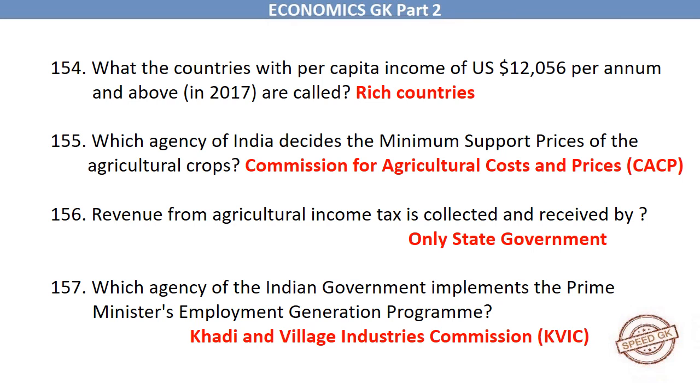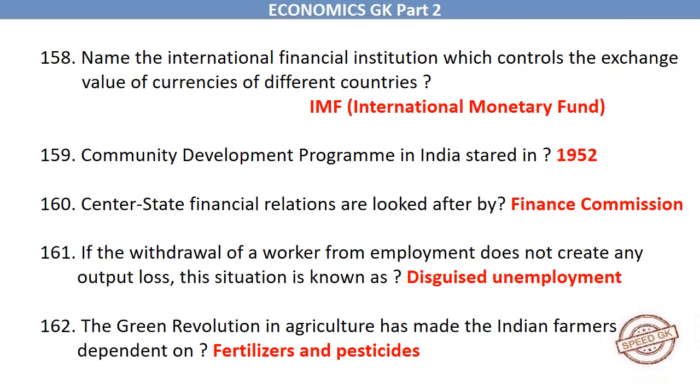Revenue from agricultural income tax is collected and received by only state government. Which agency of the Indian government implements the Prime Minister's Employment Generation Program? Khadi and Village Industries Commission. Name the international financial institution which controls the exchange value of currencies of different countries. IMF, International Monetary Fund. Community Development Program in India started in 1952.